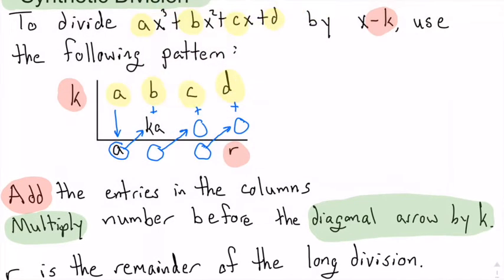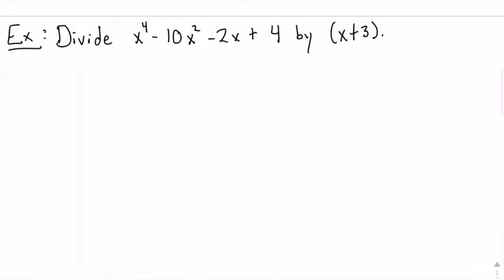Now notation-wise, we say that r is the remainder of our long division. It's actually an important number, which we'll talk about in a couple seconds. For now, let's try doing one of these synthetic divisions. And we'll divide x to the fourth minus 10x squared minus 2x plus 4 by x plus 3. So remember, normally we write this as x minus k. So this is really x minus negative 3. And now we can put everything in its place.